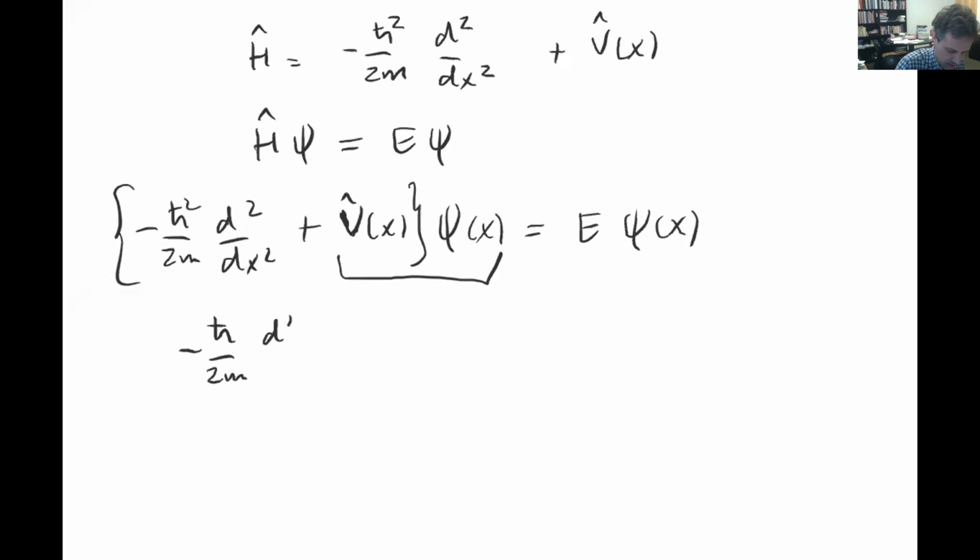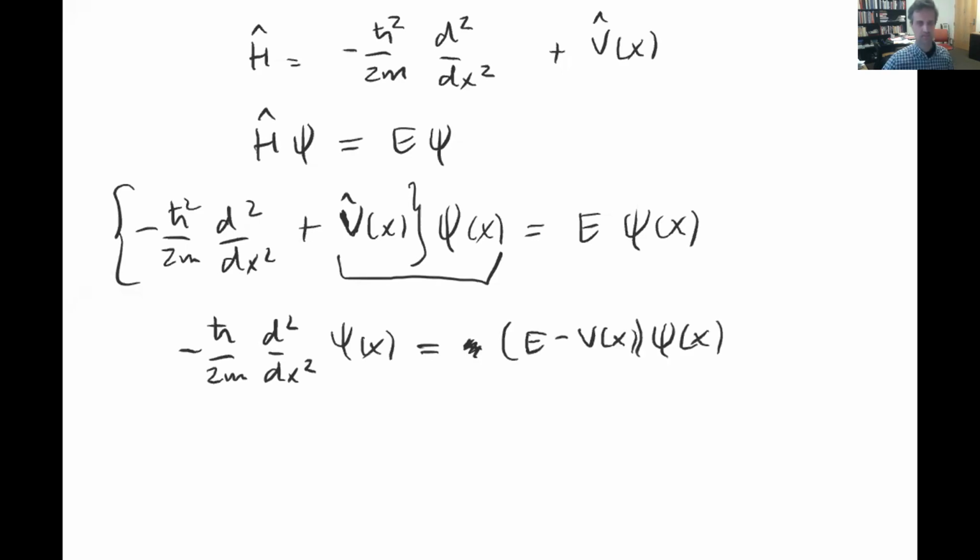So what I'm getting then is this second order differential is still on the left-hand side, but I'm going to put the potential energy contribution on the right-hand side. It's looking like this, okay?